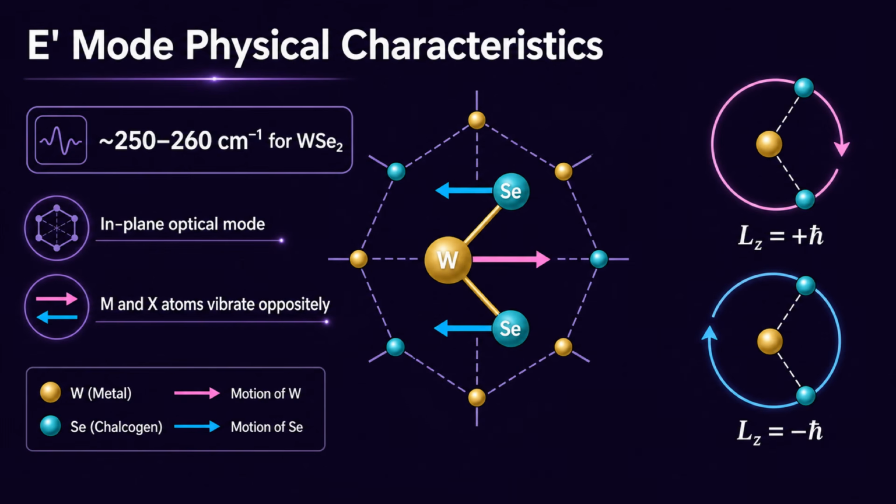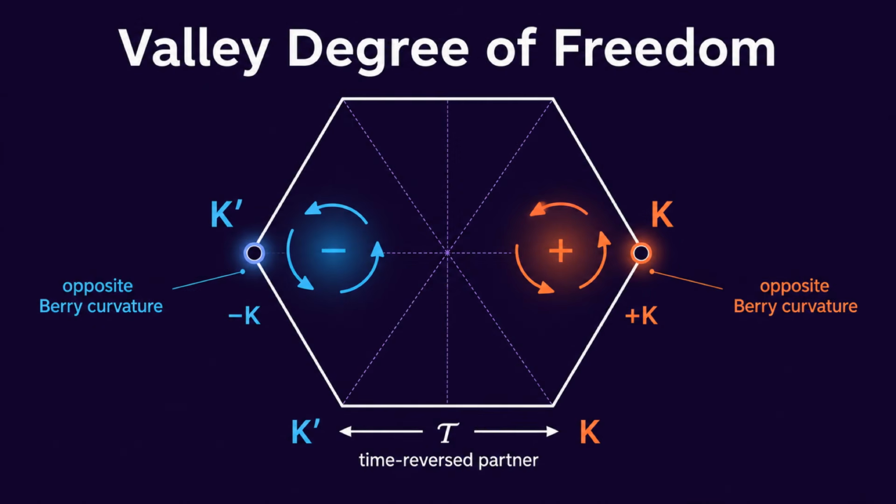A unique feature of TMD monolayers is the valley degree of freedom. The hexagonal Brillouin zone has two inequivalent high symmetry points, K at plus K and K' at minus K. These are time-reversed partners with opposite Berry curvature. The valley index acts as a pseudospin that can be selectively addressed with circularly polarized light.